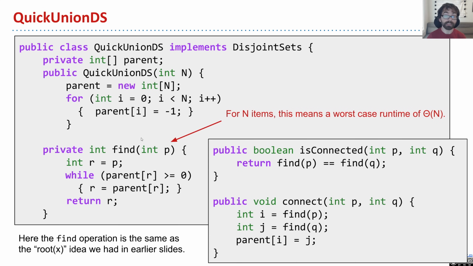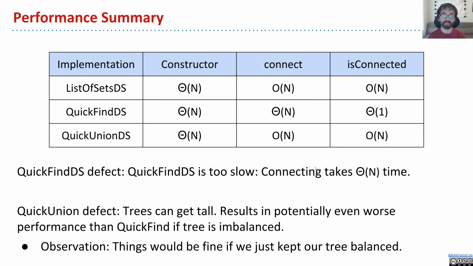Now the issue we face here, what we just saw with that runtime problem, is that for n items, the worst case runtime of find is theta n, and since both is connected and connect rely on find, they also have worst case runtimes of theta n. So here with quick union, we have a constructor that's still theta n. The connect and is connected operations are big O of n, and that's because I've only done a worst case analysis, and I've shown that in the worst case they're theta n. So I'm just going to use big O here. And the defect here is that the trees can get too tall.